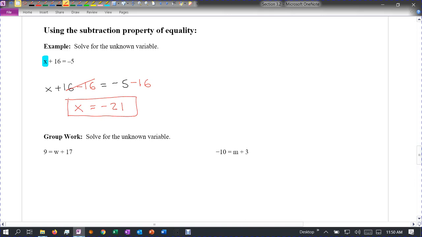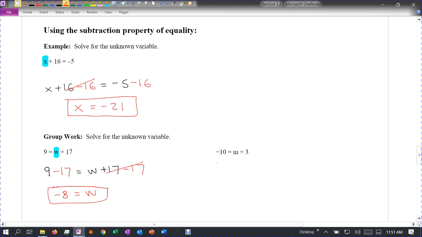All right, on these, you can pause it if you want, but I'm going to keep rolling away here. We're trying to solve for w. We have a plus 17 next to the w, so what I'm going to need to do is subtract 17 on both sides. So here's 9 on the left side, subtract 17 there. On the right hand side I had a w plus 17, but I have to subtract 17 there. So these 17s will cancel. The left hand side I get negative 8 equals w.